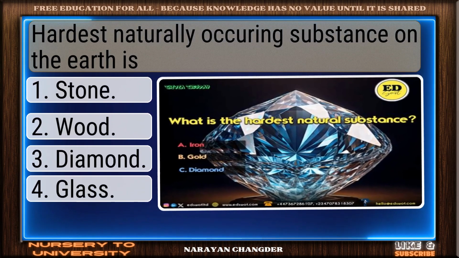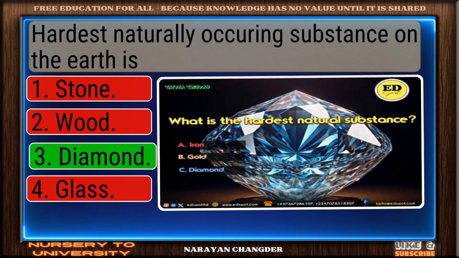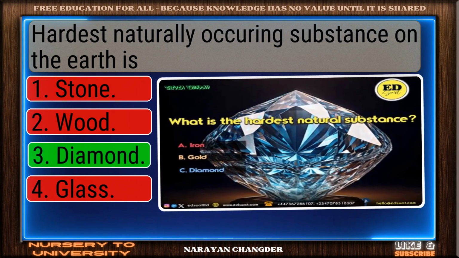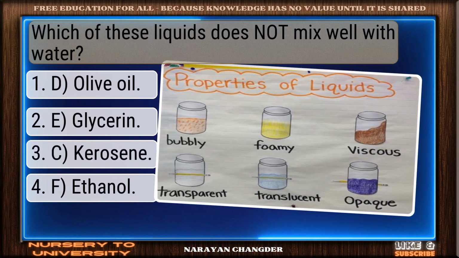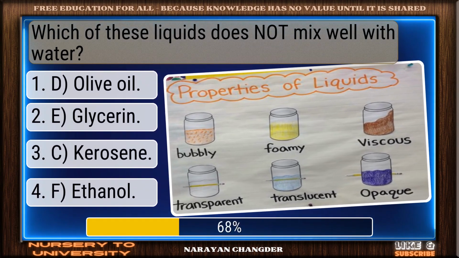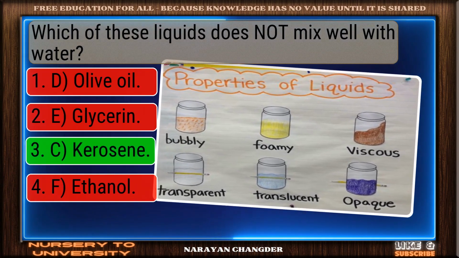Hardest naturally occurring substance on the earth is? Well done. Diamond is the right choice. Which of these liquids does not mix well with water? Excellent. C, kerosene, is a brilliant choice.